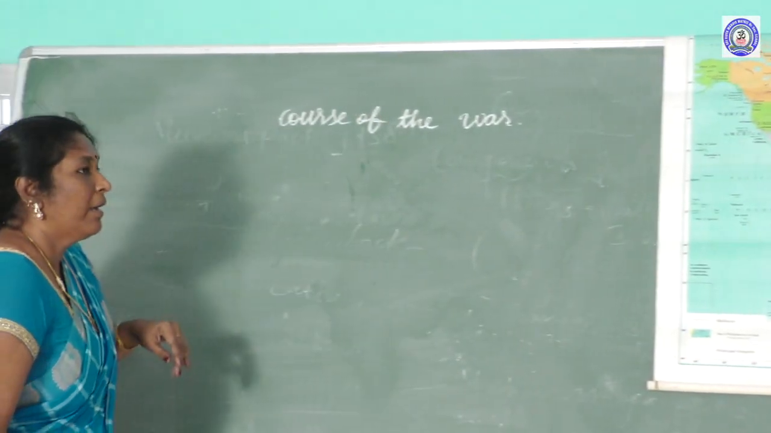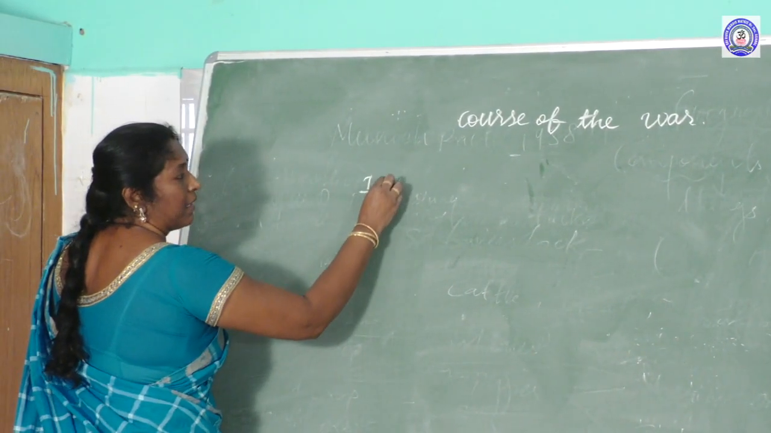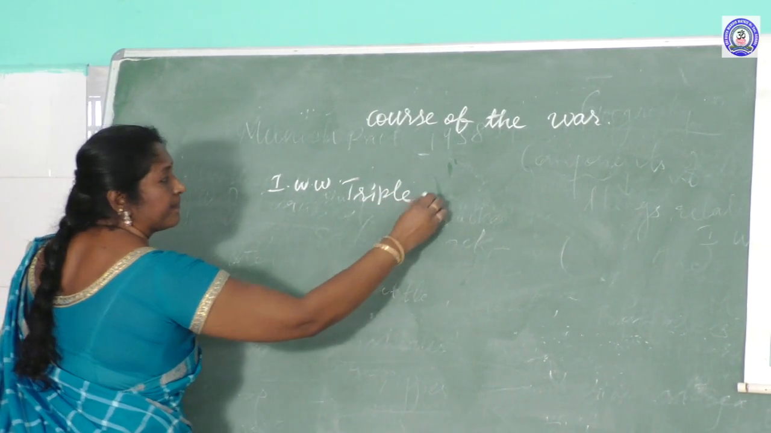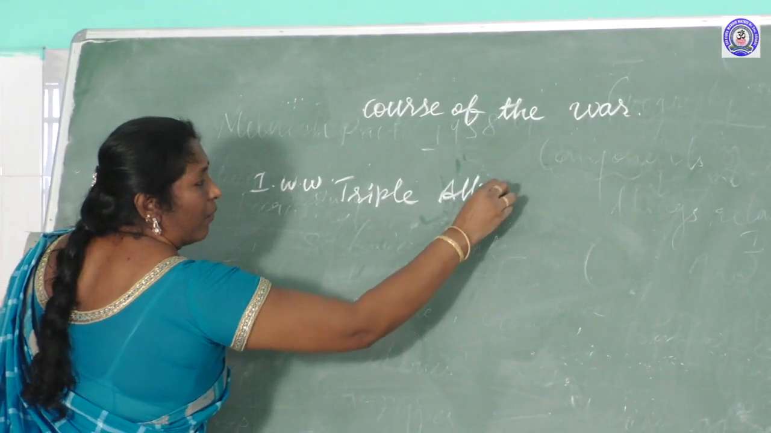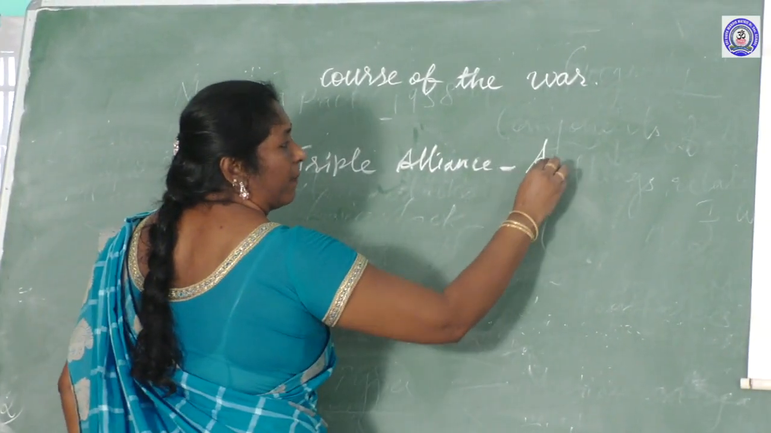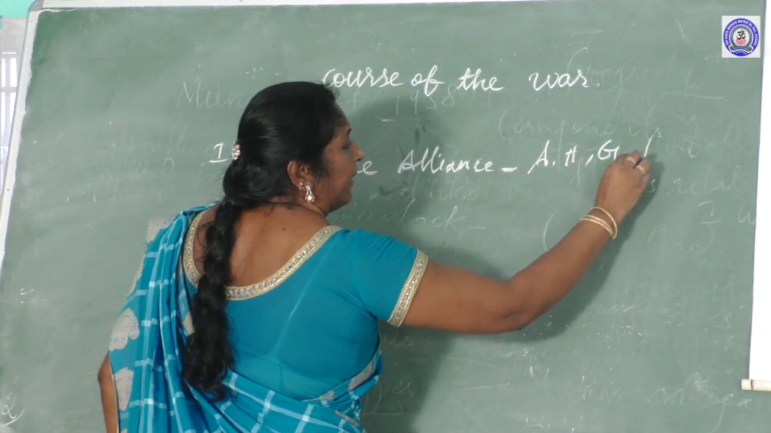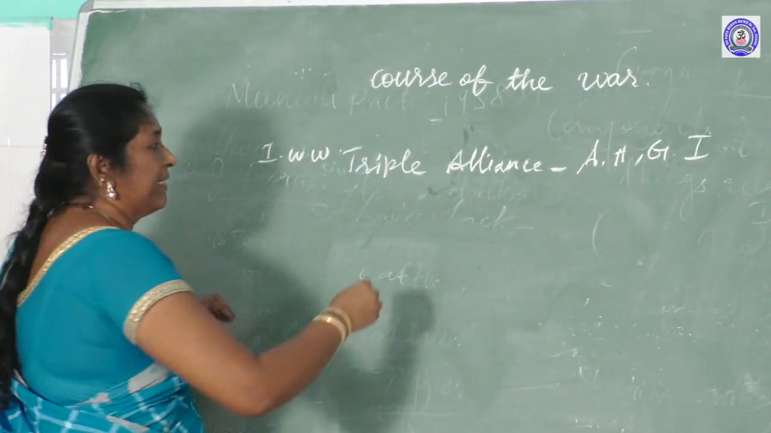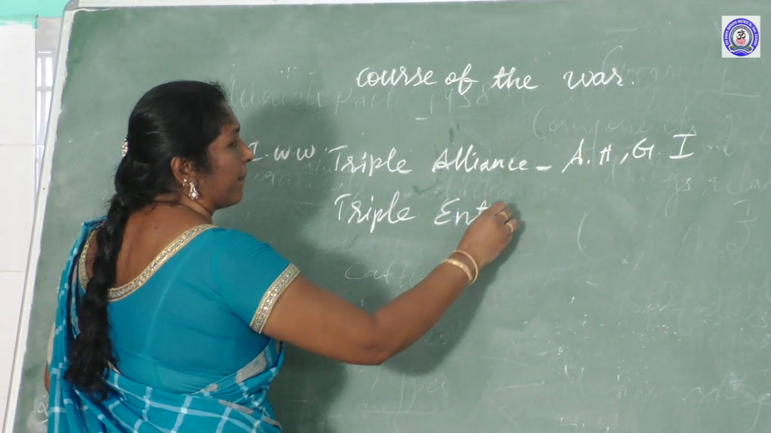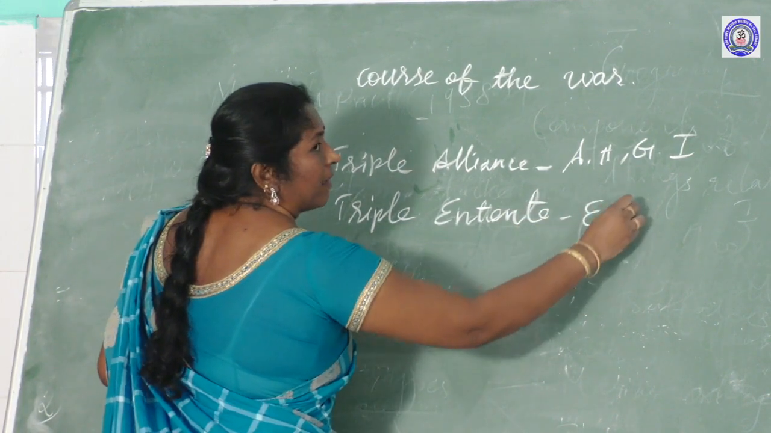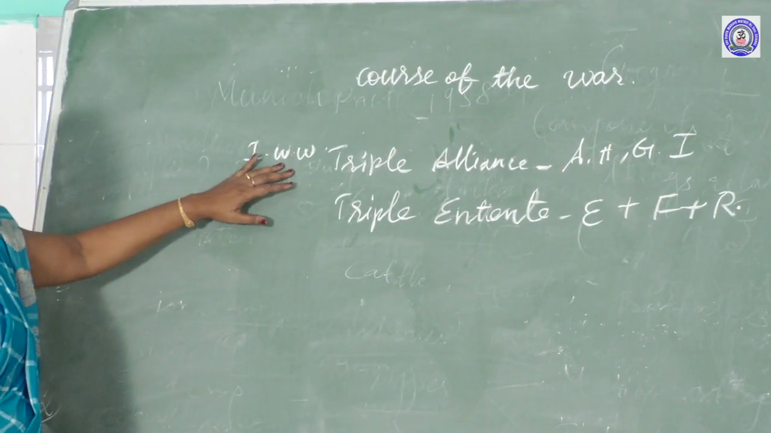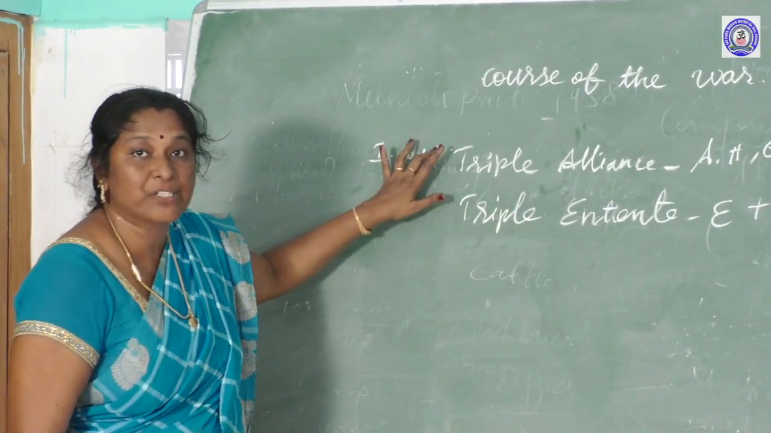First World War, we see the Triple Alliance and Triple Entente. What are the nations in the Triple Alliance? Austria-Hungary, Germany and Italy. Triple Entente. What are the nations in the Triple Entente in First World War? England, France, Russia. This is the Triple Alliance and Triple Entente in First World War.